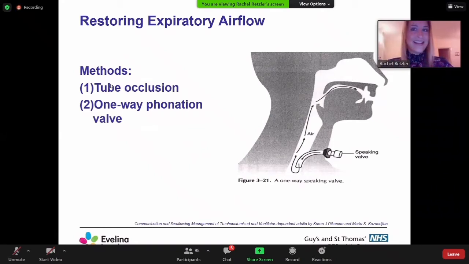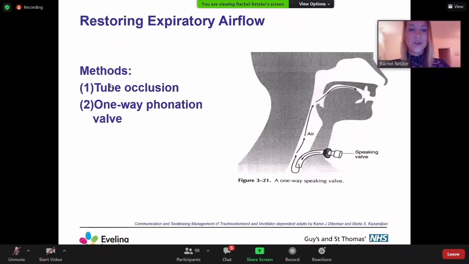So our primary aim is to restore the expiratory airflow when we can with these children. Two ways to do this would be tube occlusion or one-way phonation valves. Tube occlusion is not something we generally promote others to do with children.